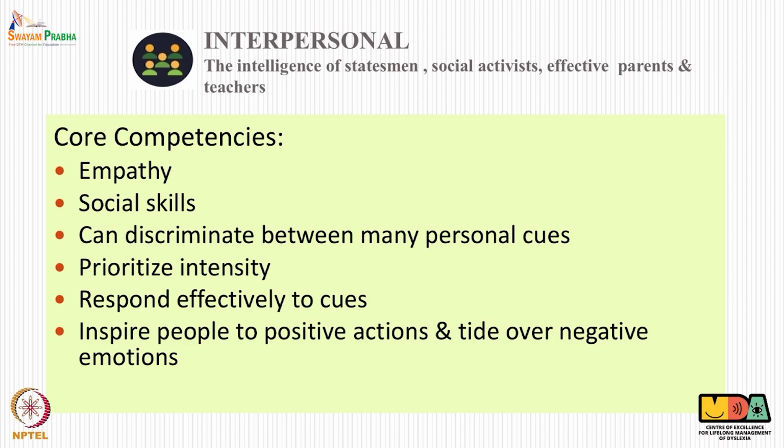This is the intelligence of statesmen, social activists, effective parents, and teachers. The core competencies of this intelligence in detail are: empathy is the ability to look at a situation from the other person's point of view. Social skills include socially appropriate behavior to that person's social and cultural setting. Discriminating between various facial expressions and body language form a large part of this intelligence.